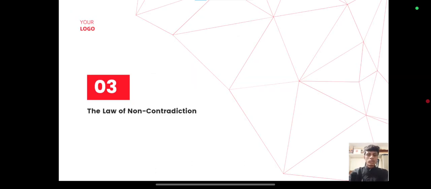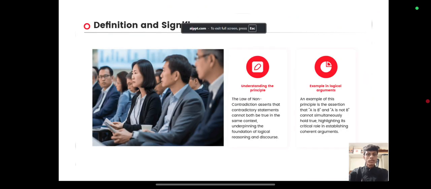Now we come to the law of non-contradiction. Definition and significance. The law of non-contradiction asserts that contradictory statements cannot both be true in the same context, underpinning the foundation of logical reasoning and discourse. Example in logical arguments. An example of this principle is the assertion that A is B and A is not B cannot simultaneously hold true, highlighting its critical role in establishing coherent arguments.